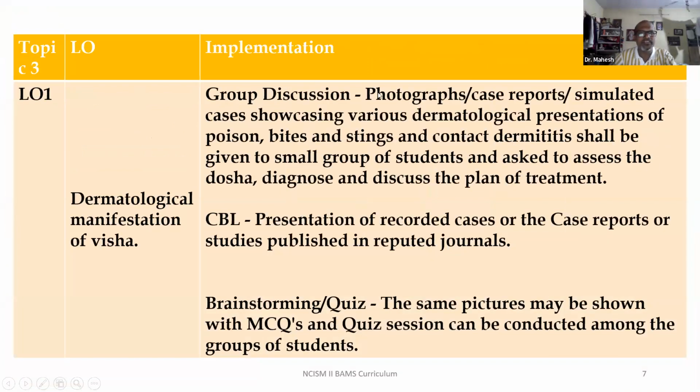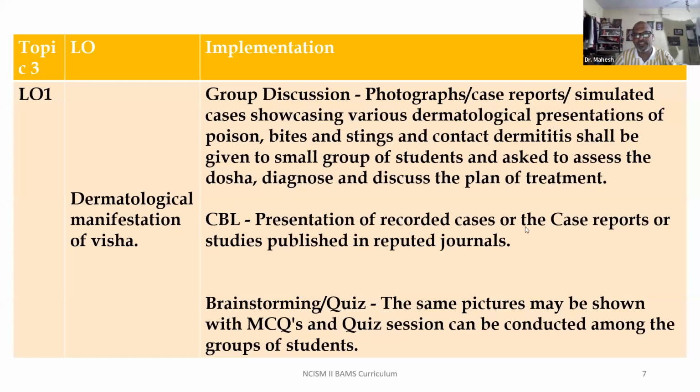Next is the activity on dermatological manifestations of Visha. What is given in this activity is very simple. For this, I am preparing something and it will be sent in a very short span of time. In this, group discussion is there. Photographs, case reports, simulated cases showcasing various dermatological presentations of poison, bites, stings, contact dermatitis shall be given to a small group of students and asked to assess the dosha, diagnose and discuss the plan of treatment. Or CBL, case-based learning.